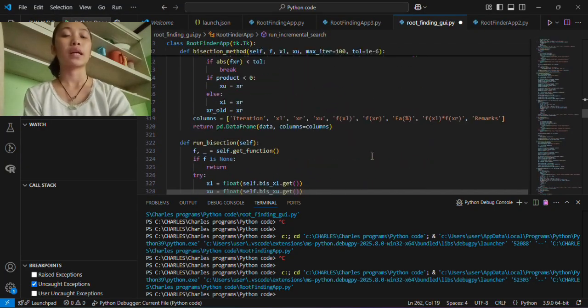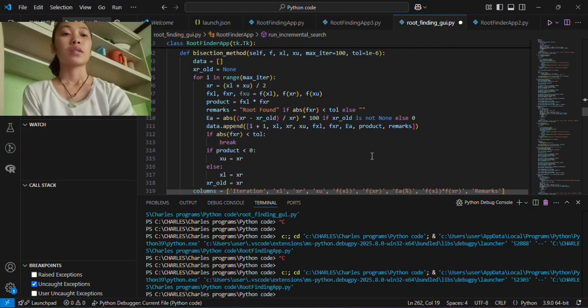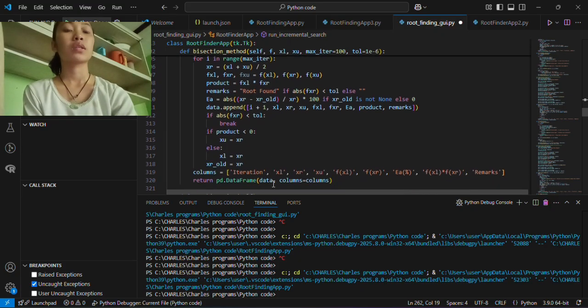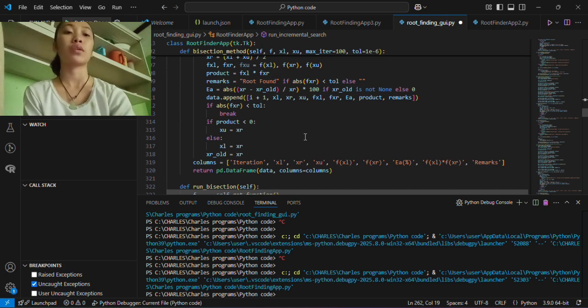This line, the data, prepares a list to save iteration details. The second line, xr_old equals None, is the code that keeps track of the previous root approximation to calculate error. For i in range, code 3, it loops up to max iterations.